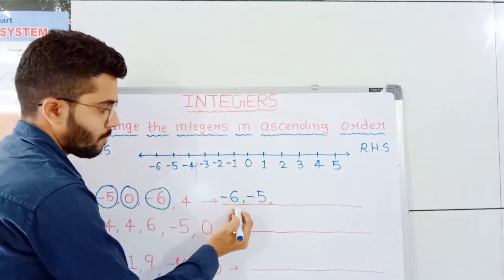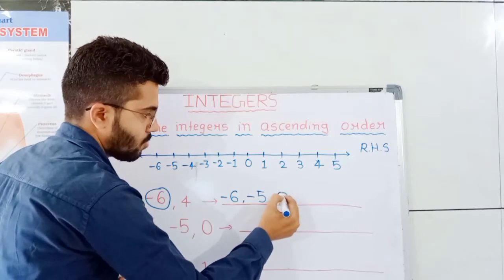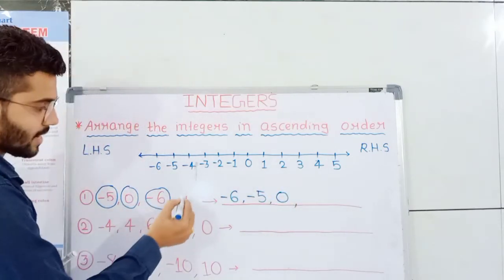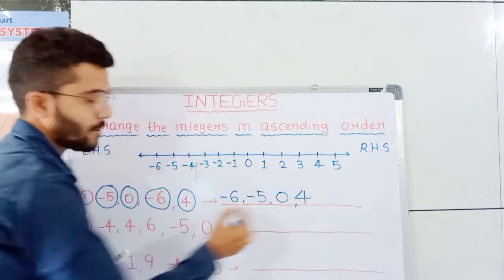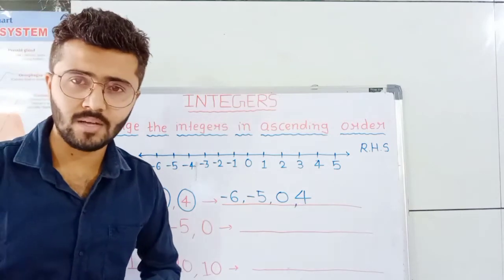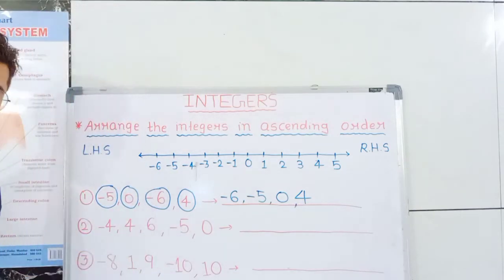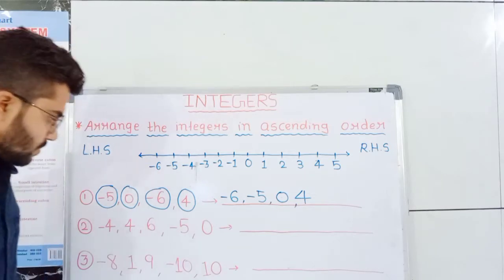So -6 से -5 बड़ा है, -5 से 0 बड़ा है और 0 से and the last number we have 4. 0 से 4 बड़ा है. So this is how we arrange the integers in ascending order. Now the next question. Which number do you think is the smallest number?